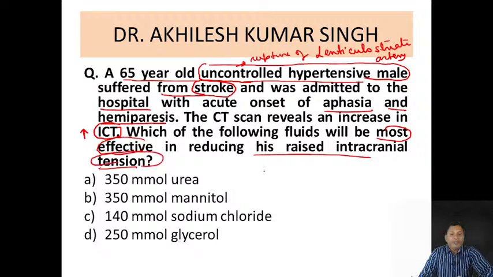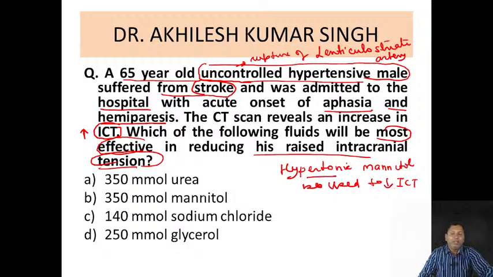So which fluid do we give here? We give hypertonic mannitol, right? We will use hypertonic mannitol. Hypertonic mannitol is used to decrease the intracranial tension. In this option, urea we do not use. So mannitol is the one option here. In the others, mannitol is not given. So obviously the answer will be B.